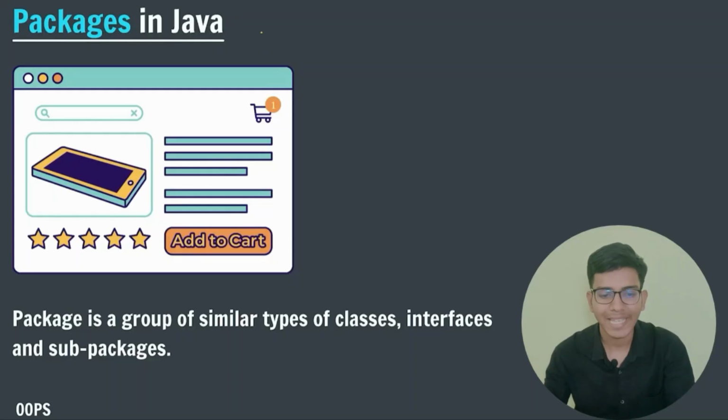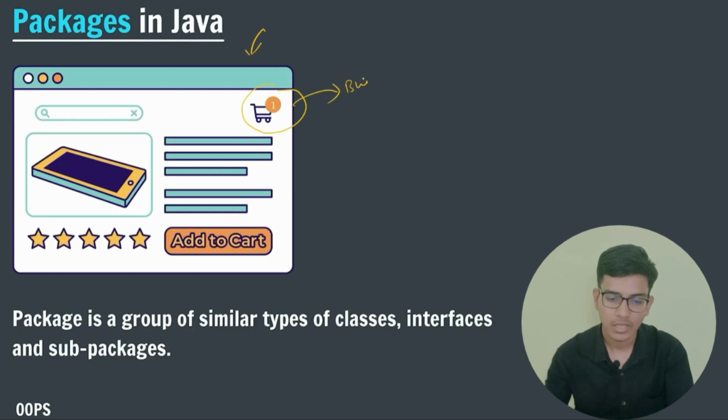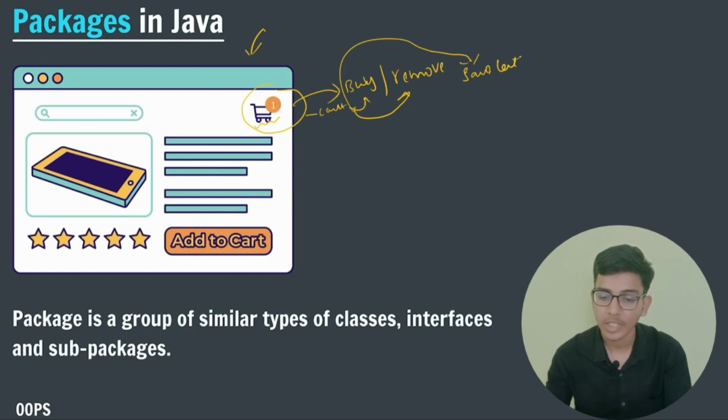Now let us talk about packages in Java. So before we dive into what packages are and all those things, let us take an example that we all use, Amazon. So the Amazon interface looks somewhat like this, right? So let us consider that this is my cart. So in this cart you can buy things or you can remove the items which are in the cart. This symbol is known as cart, and you can buy the things in the cart, or you can remove the items which are in the cart, or you can save it for later. So these things you can do from this cart symbol.